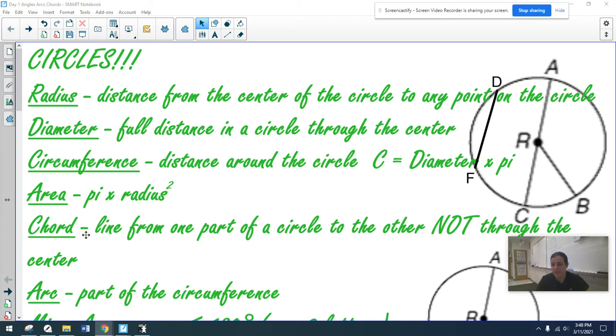A chord, this is where it gets new. So you may or may not know what a chord is. So a chord, line from one part of the circle to the other, but it's not through the center. So a chord is something like DF. It does not go through the center, and it starts at one point of the circle and goes to another point of the circle. Okay, also there's something called an arc. So it's part of the circumference. So like this little piece right here, arc CB, that would be an arc.